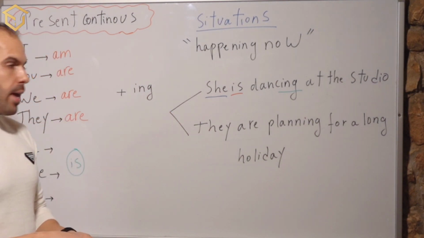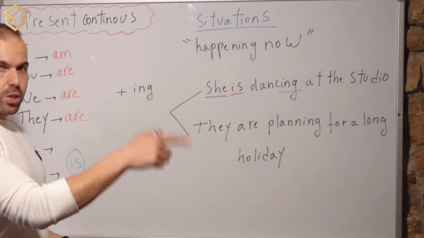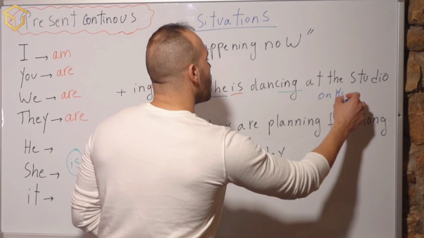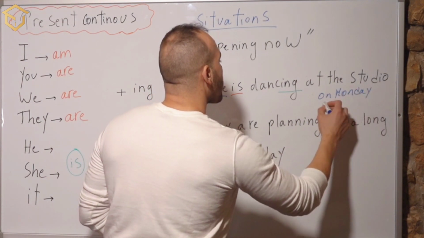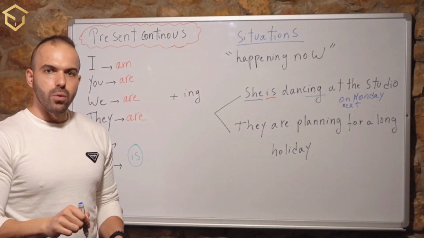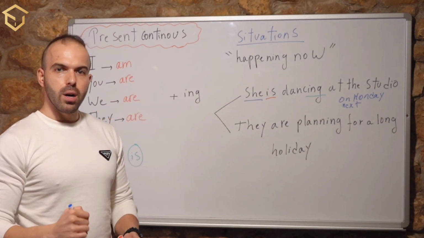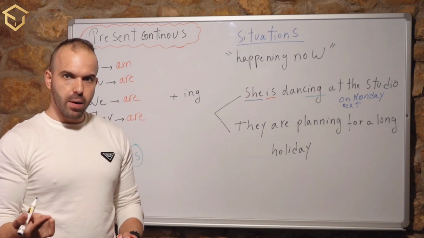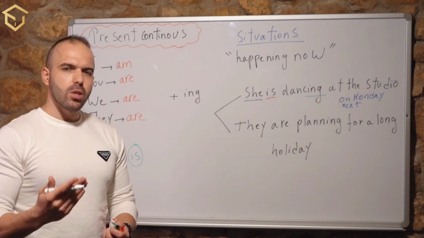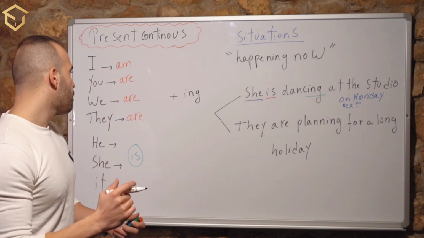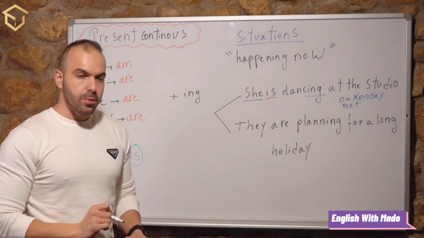Or you can even say she is dancing at the studio on Monday or next Monday. So it doesn't have to be right now. It could be in the near future, after 2 days, after 1 week, it could be 1 month maybe. But we use the present continuous to talk about something that is not that far. Okay? Now let's move to the second example.